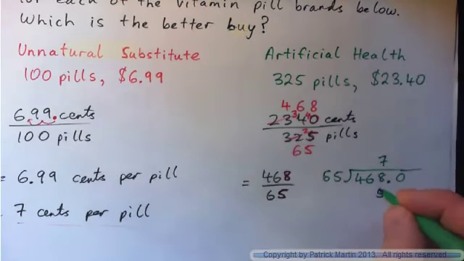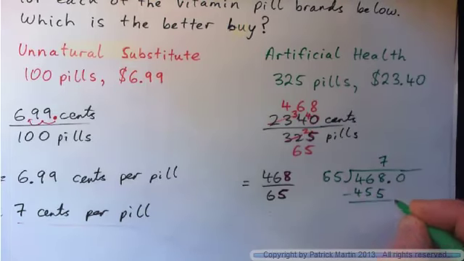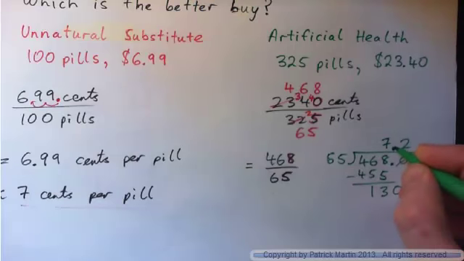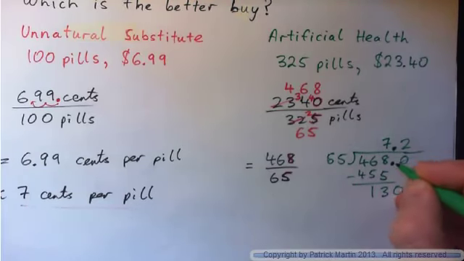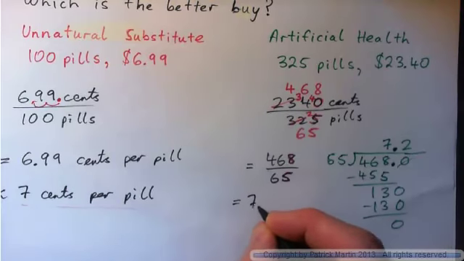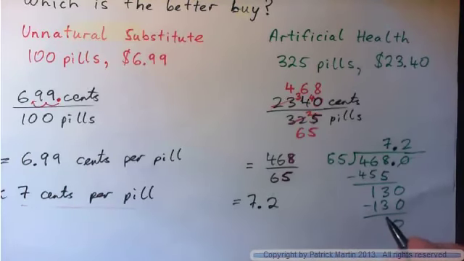7 times 5 is 35, carry the 3. 7 times 6 is 42, and 3 is 45. Then I subtract. 8 minus 5 is 3. 6 minus 5 is 1. Take the 0 down. 65 into 130? Twice, right? And the decimal point goes above the one in the question. 2 times 5 is 10, carry the 1. 2 times 6 is 12 and 1, 13. Subtract, and I get remainder 0. So this equals exactly 7.2 cents per pill.